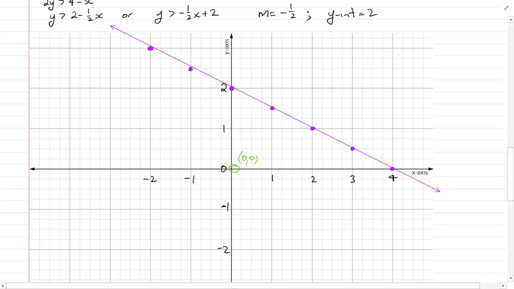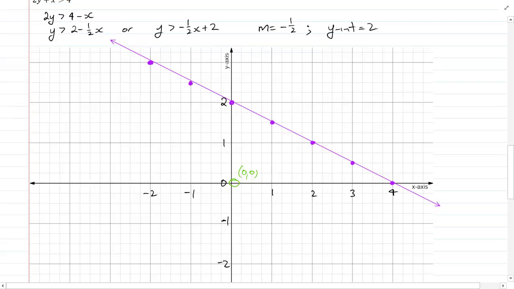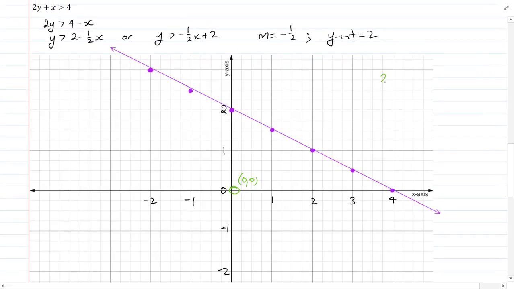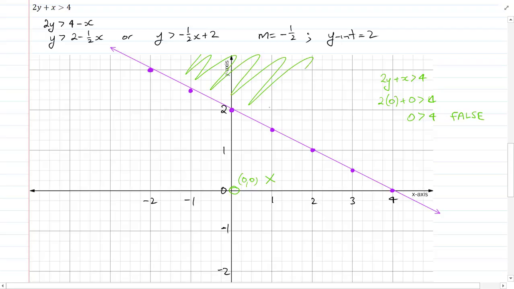different point. So I'm going to first of all test just the original function 2y plus x is greater than 4. So is 2 times 0 plus 0 greater than 4? So that means is 0 greater than 4? And the answer is that is false. So again, that point we chose is not in the region, so our region is above the purple line.